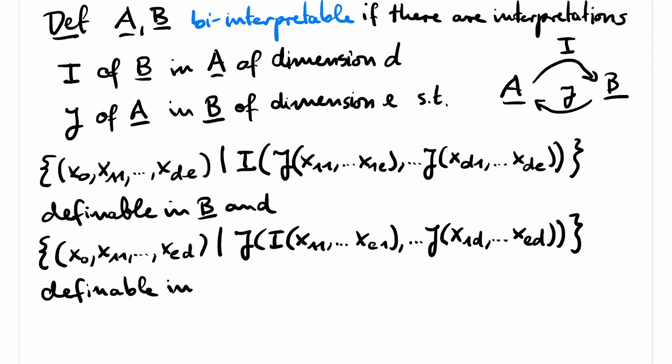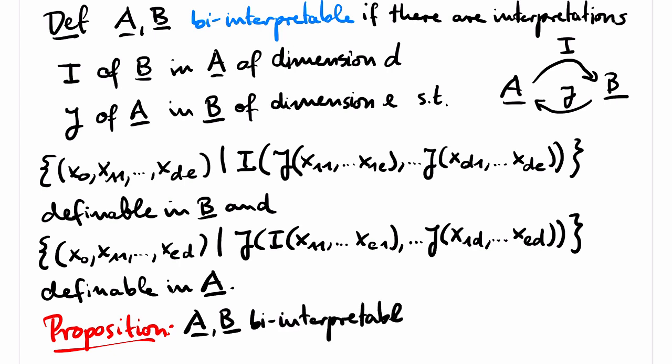One of the motivations for this definition is that if A and B are bi-interpretable, then the automorphism group of A is isomorphic to the automorphism group of B as abstract groups. So there's a bijection between the automorphisms of A and the automorphisms of B that preserves composition in the group.